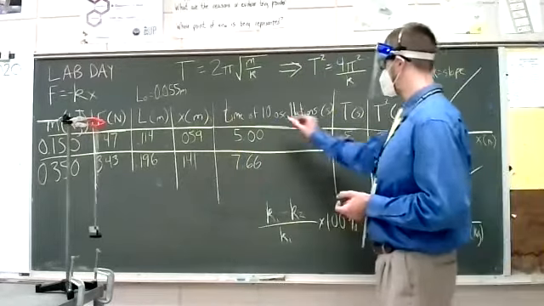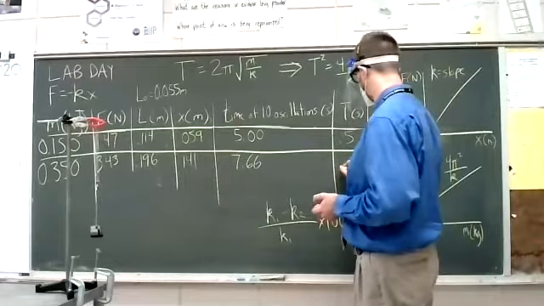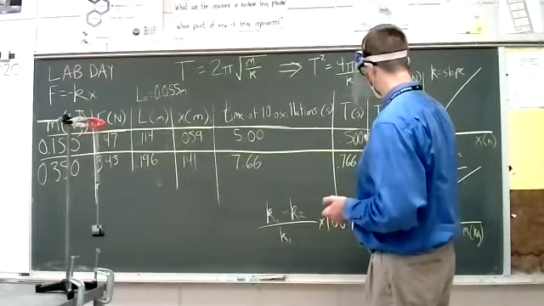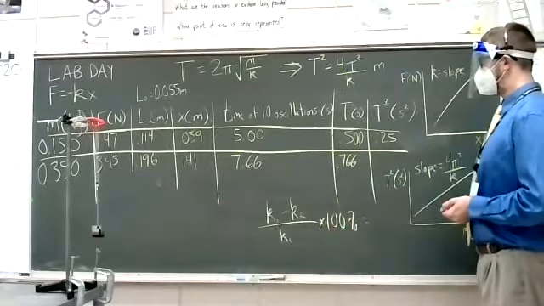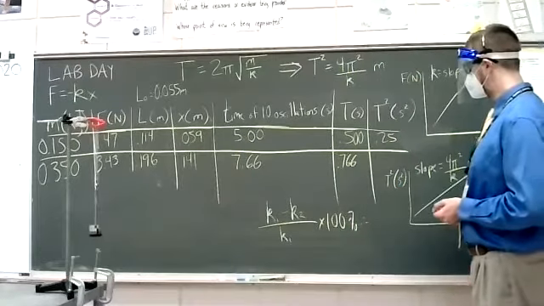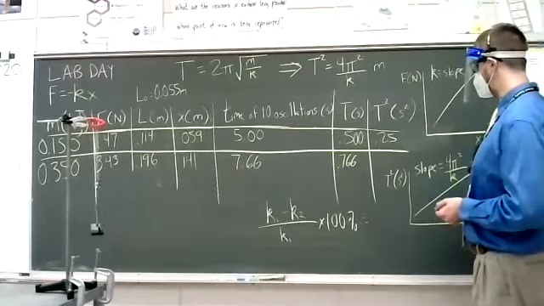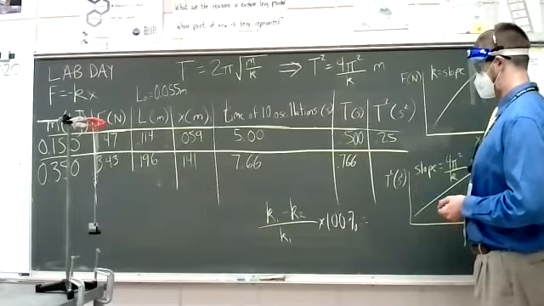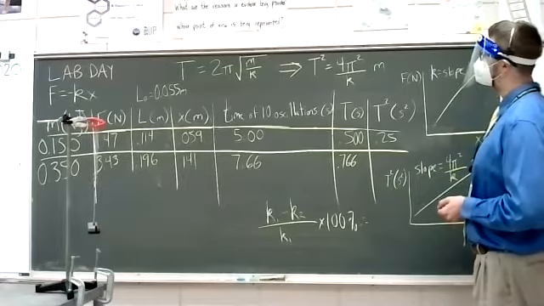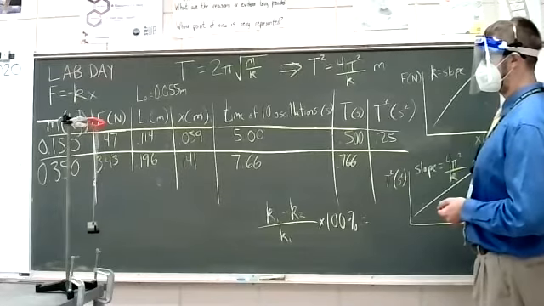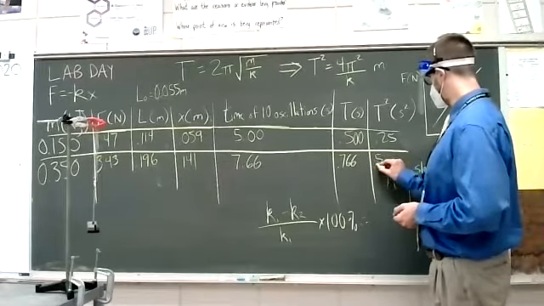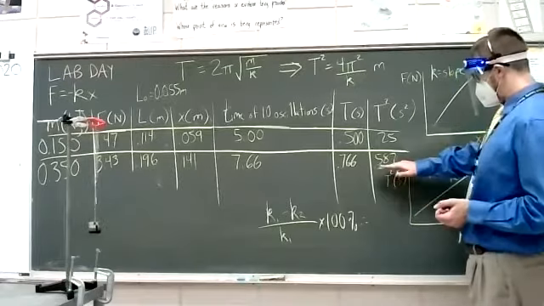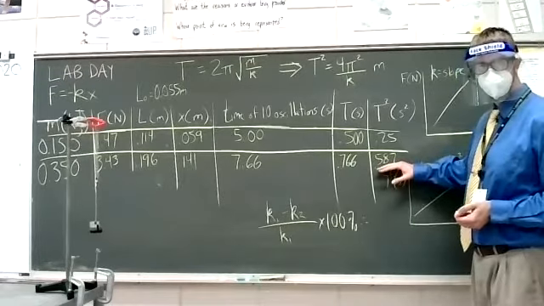7.66 divided by 10, because we want to know the time of one oscillation, is 0.766. 0.766 squared is 0.587 seconds squared. All right, you can anticipate a problem that we're going to have here.